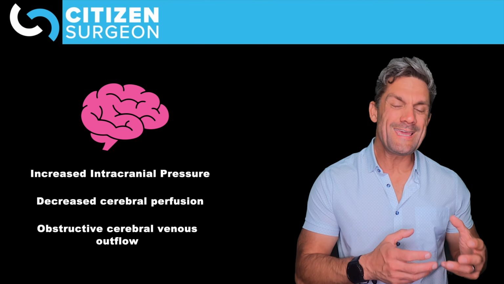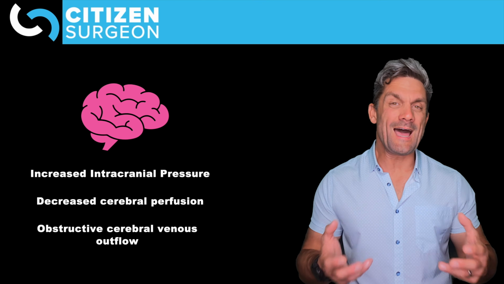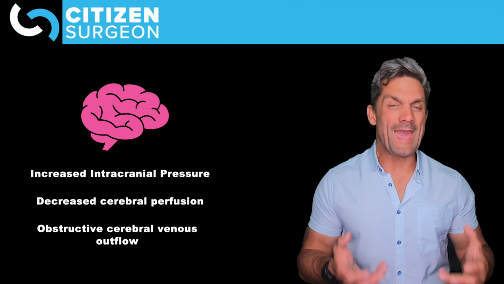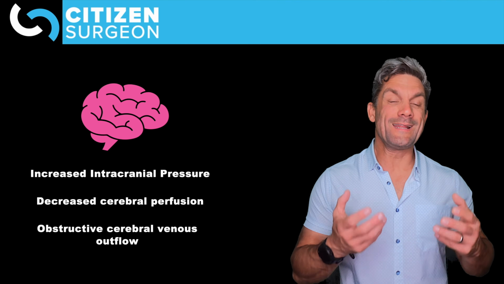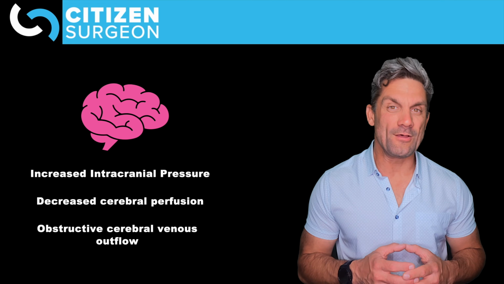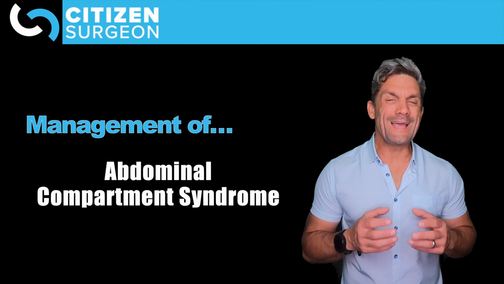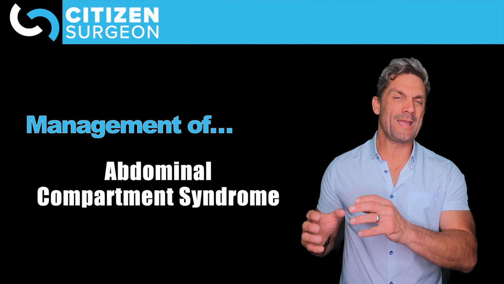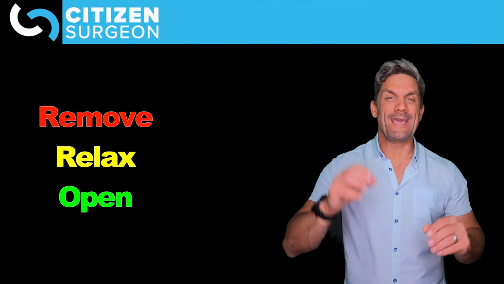And so when we see these organs start to fail and these signs being presented, we have to start initiating treatment. And hopefully we have started initiating treatment long before we see this organ failure. And so how do we treat abdominal compartment syndrome? Well, I like to think about it with three major headings. Okay, so remove, relax, and open.